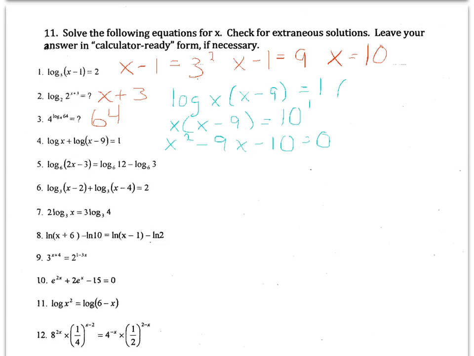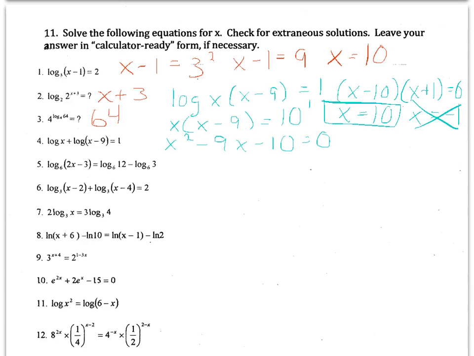This factors into x minus 10 and x plus 1. So we have two answers. We have x equals 10 and x equals negative 1. And we need to go back and double check to see if any of those are extraneous. And it looks like x equals negative 1 is extraneous, because if we plug it back in, it will make the logarithm go to a negative number, and you cannot take the log of a negative. So our answer is x equals 10.